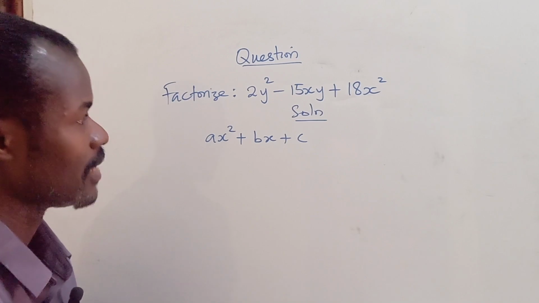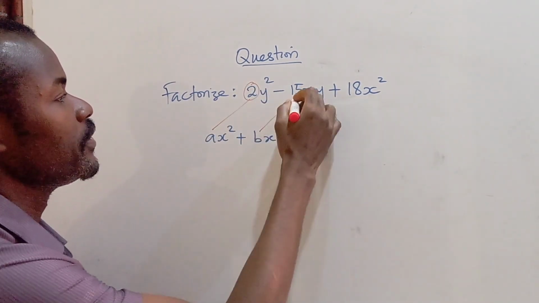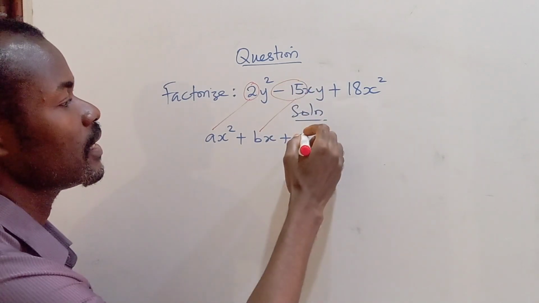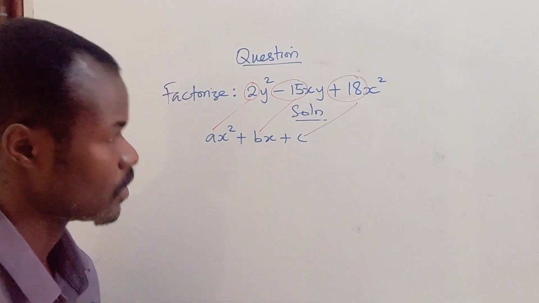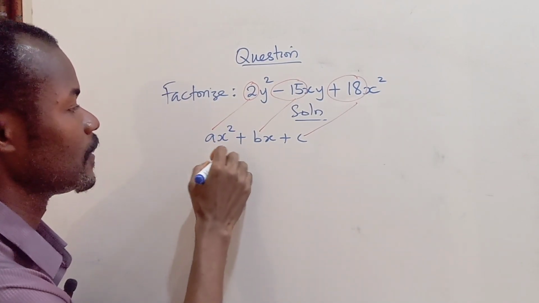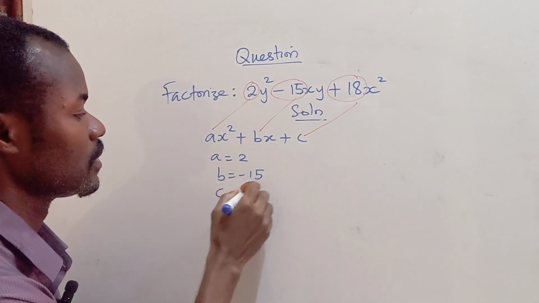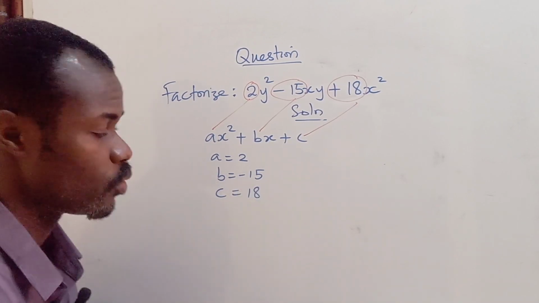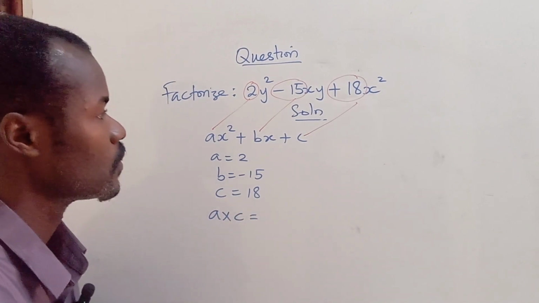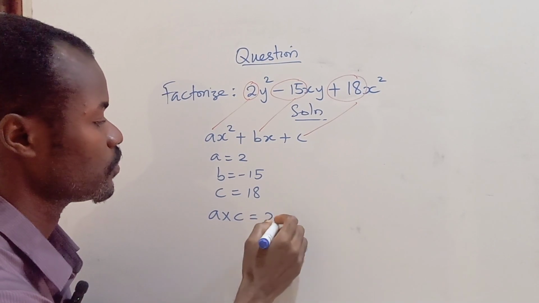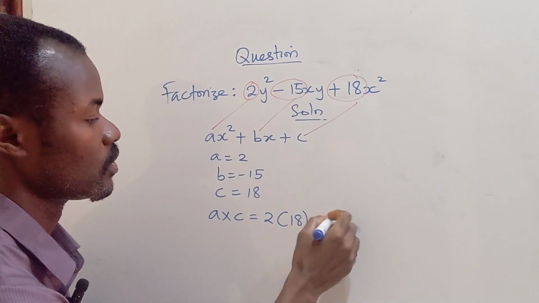From this, we can see that A here is 2, B here is minus 15, and C here is plus 18. So let's bring that out. A is 2, B is minus 15, C is 18. The next thing you want to do is find A times C. Very, very important. A is 2, C is 18, so 2 times 18 is what?